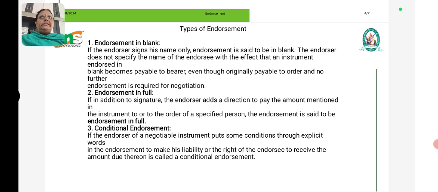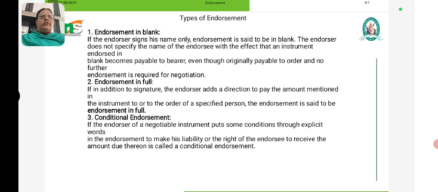Endorsement in blank: if the endorser signs his name only, the endorsement is said to be blank. The endorser does not specify the name of the endorsee, with the effect that the instrument endorsed in blank becomes payable to bearer, even though originally payable to order. No further endorsement is required for negotiation.